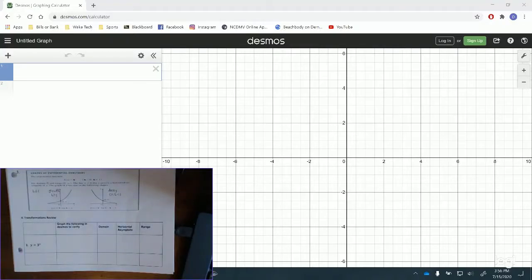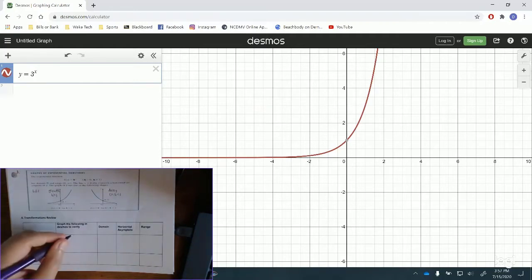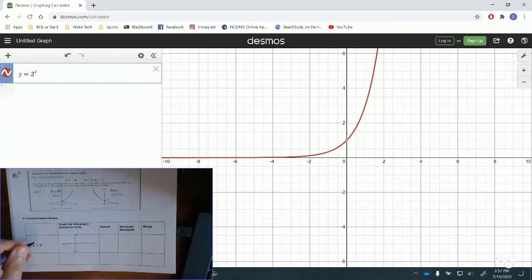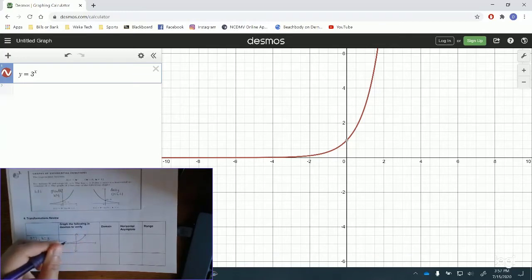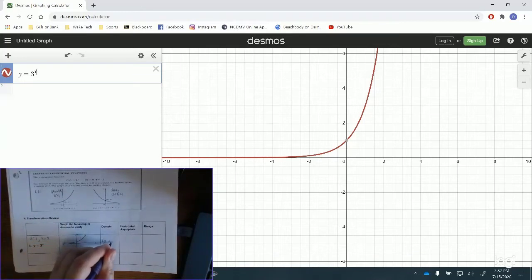Okay, a quick translations review. It says graph the following in Desmos to verify. We'll do the first one with the graph first, and then we'll see if we can remember what happens after. So if I graph y equals 3 to the x, we have growth because A, by the way, is 1, there's an understood 1 right here. B is 3, so that's why it's growth, and it's not translated.